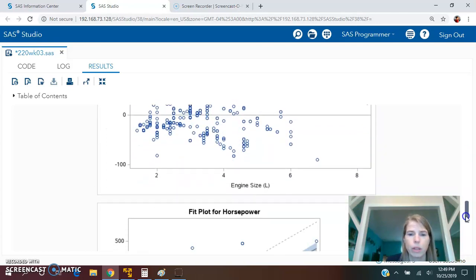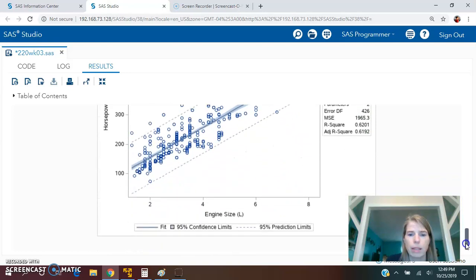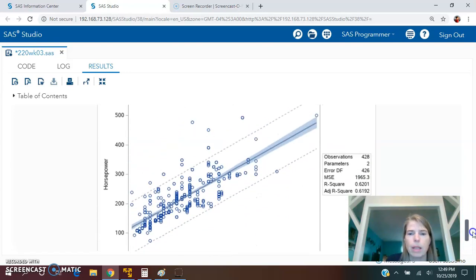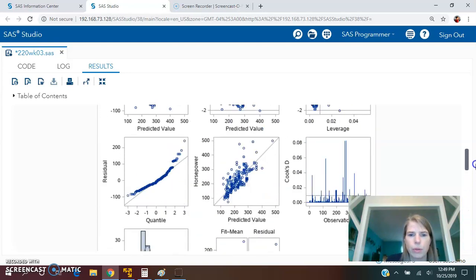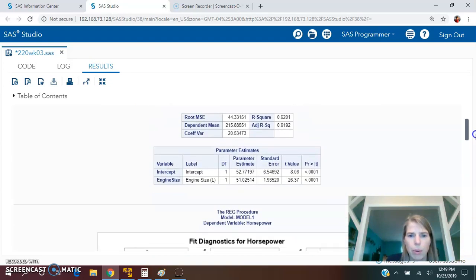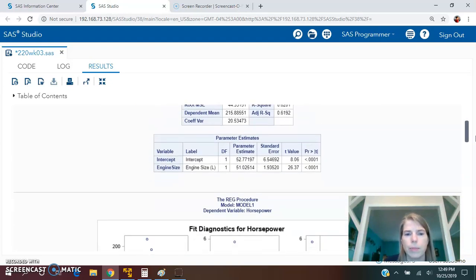And here are some more plots that we can examine. Now let's go back up to the parameter estimates table. These two values are going to go in our equation. I'm now going to show you how to write the equation by hand and how to calculate a prediction.